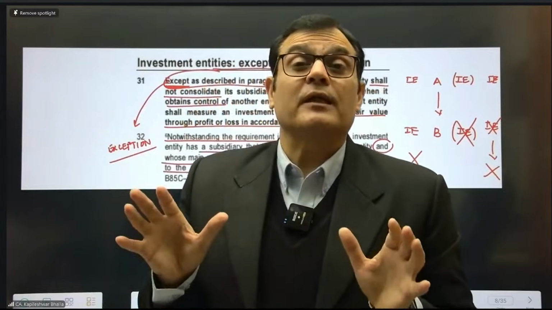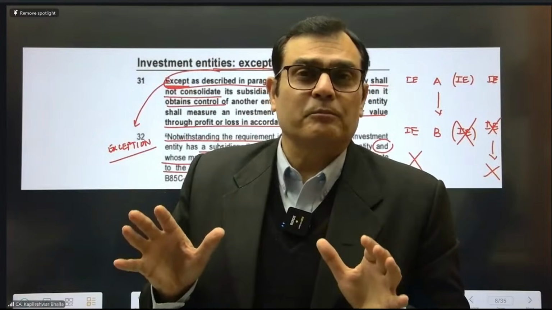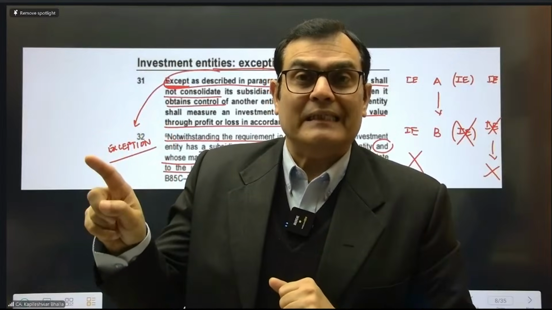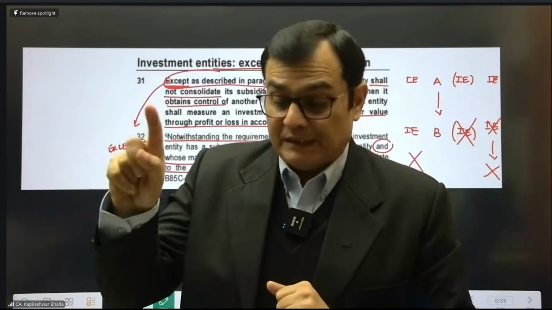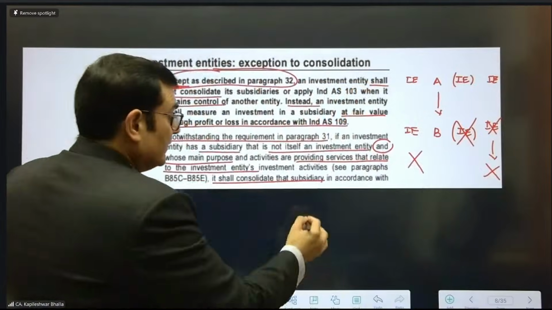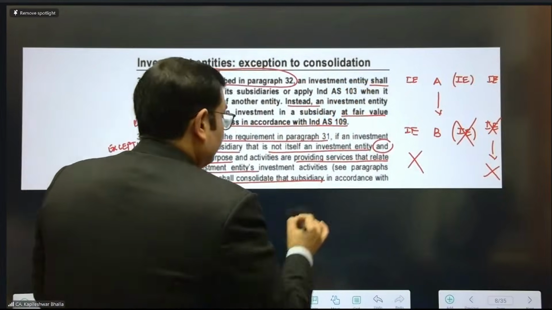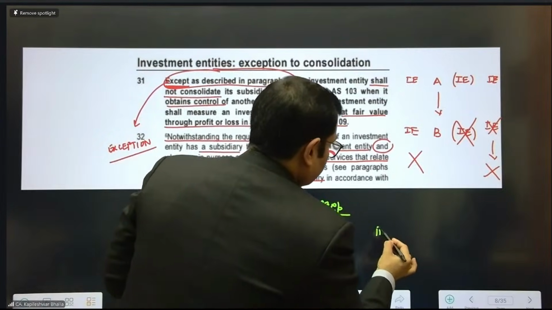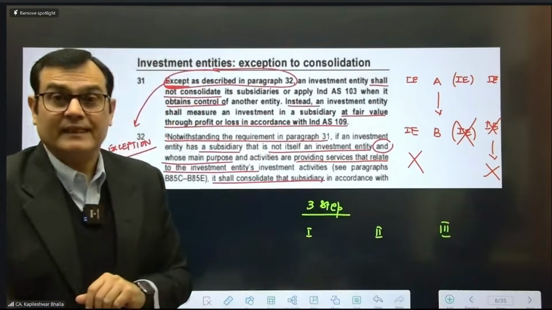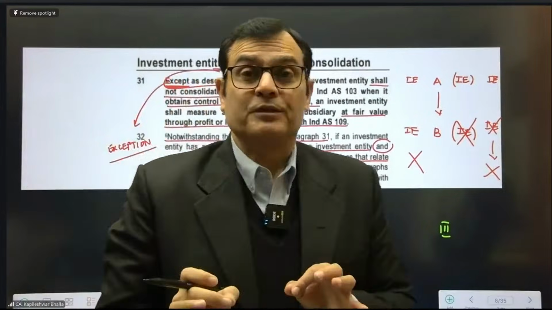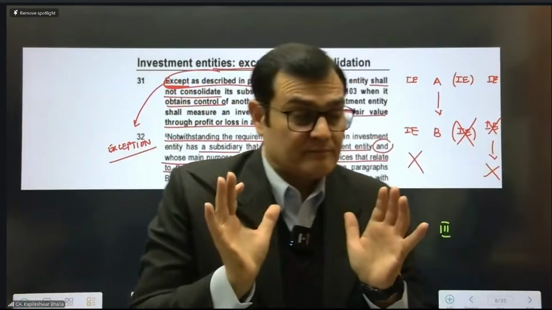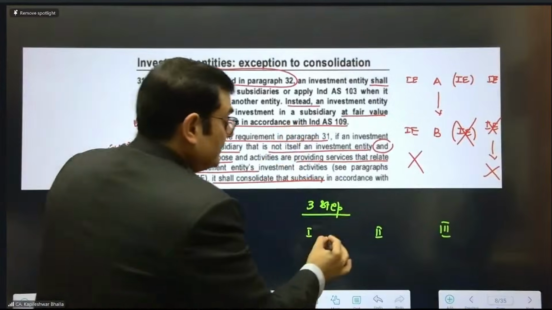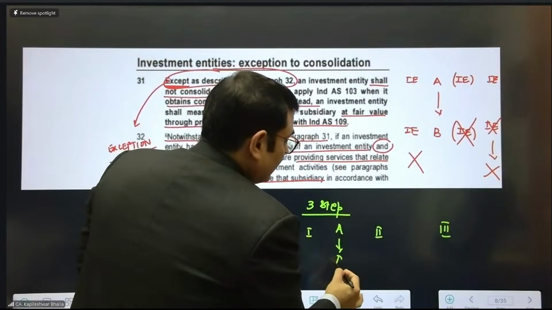So let me do one thing. Let me make your life simple. I'll give you a simple 3-step model for deciding when A will consolidate B and when A will not consolidate B. I'll document that later, but let me just give you the thought process of step number 1, step number 2, and step number 3. That will take care of para number 32, the exception in para 31. So the first thing I'm going to do is ask a question: is A Limited an investment entity?